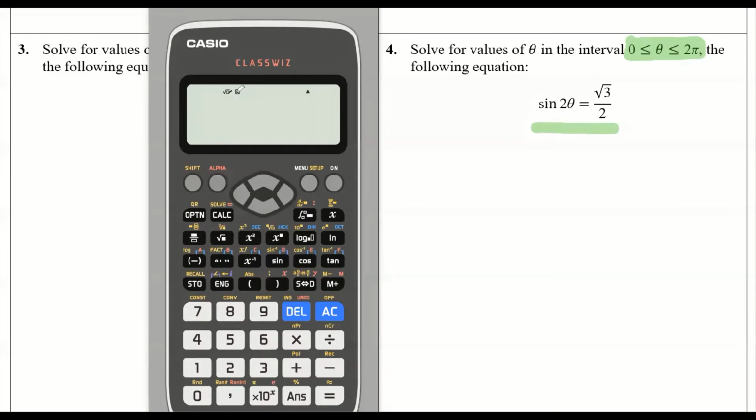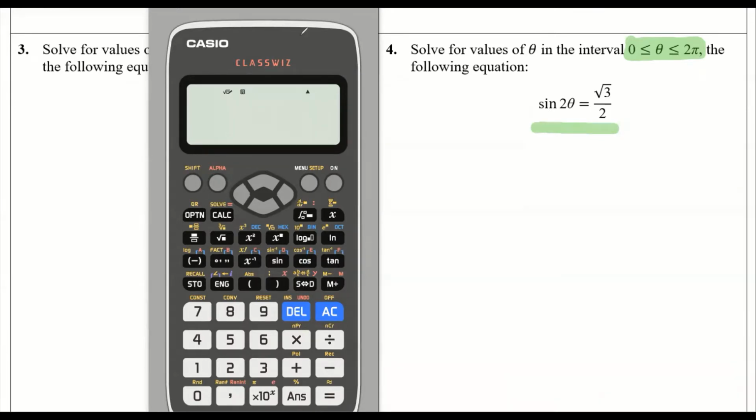Now, the way to change your calculator setting to radians is as follows. If we press the shift key and the menu key, that will take you to setup. Option 2 is the angle unit. So select that and then just select option 2 again, radians. And then you'll notice that the symbol has changed. The degrees have gone and we're now in radians. All right, so we're now ready to start.